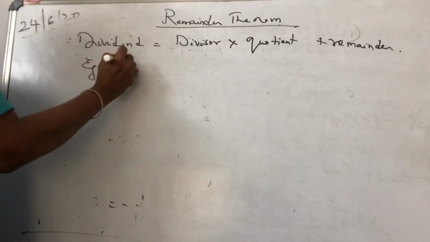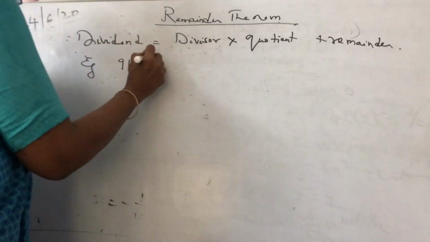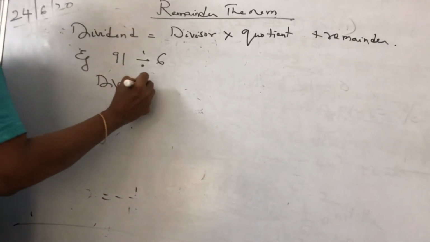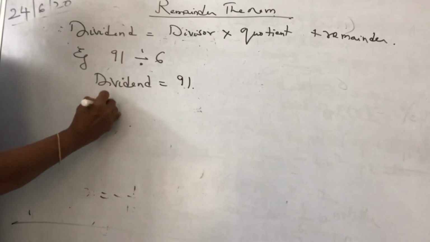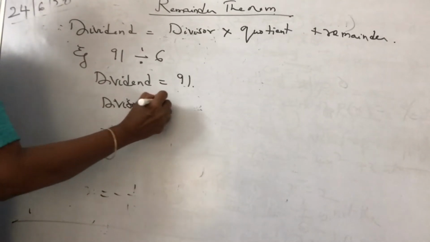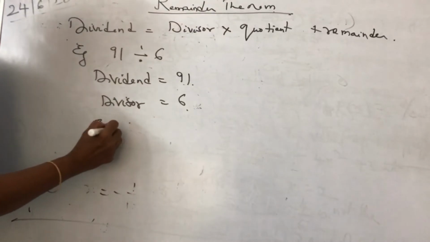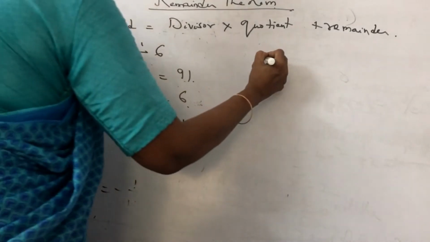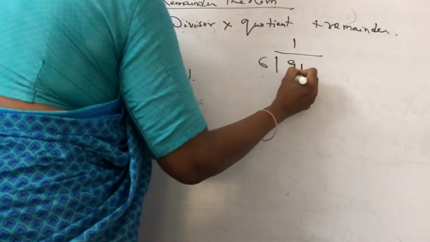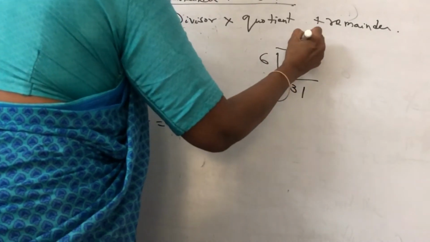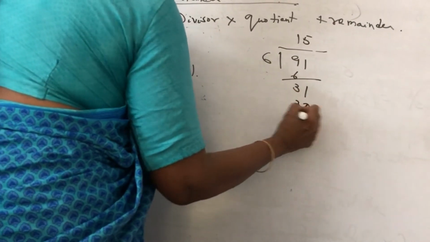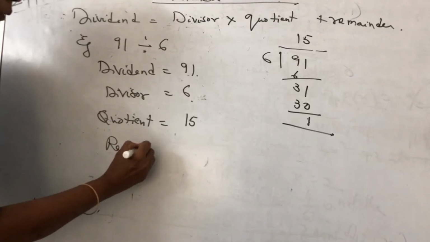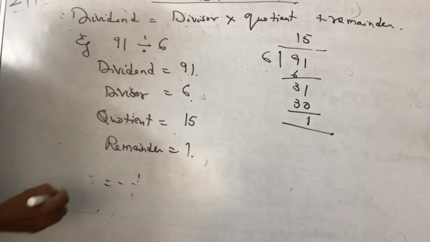Example, if you have 91 divided by 6, your dividend is equal to what, children? 91. Your divisor is equal to what? 6. 6 divides 91 how many times? 15 times. You can guess. 6 ones are 6. Remainder 3. Bring down 5. 6 5s are 30. And 1 is your remainder. Quotient is 15. Remainder is equal to 1.